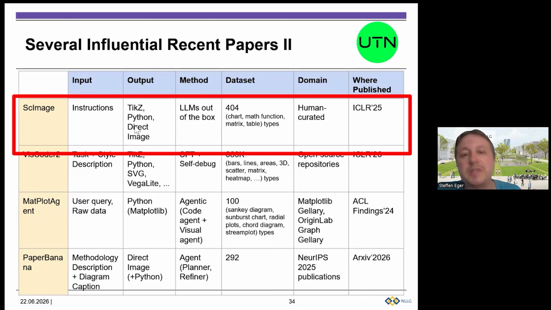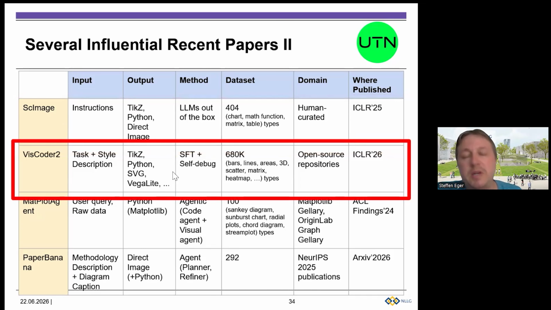We just used LLMs out of the box, such as GPT-5 and then also Llama models. And we also explored different output languages. So instead of just going for TikZ, we also compared it to Python and to direct image generation. And our finding at the time was that if models are instructed to generate in Python, they're slightly better than TikZ, which could be explained with the fact that Python is a higher-resource language, which is incorporated better in these pre-trained models. And both were considerably better than direct image generation. So that was our conclusion for this paper.